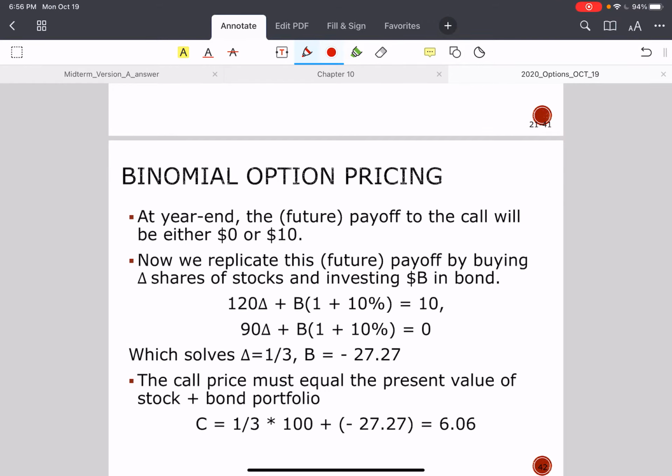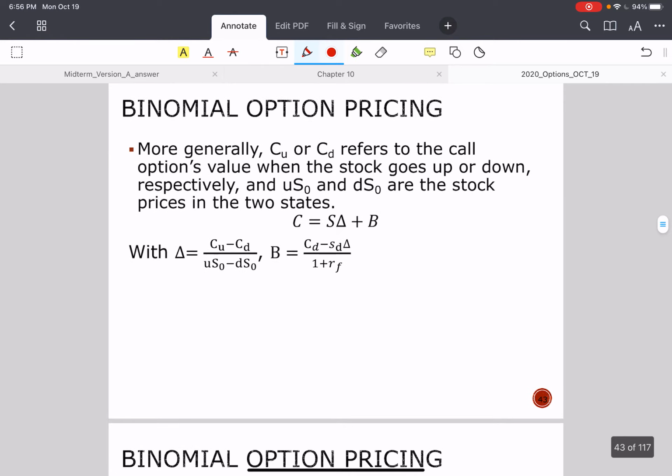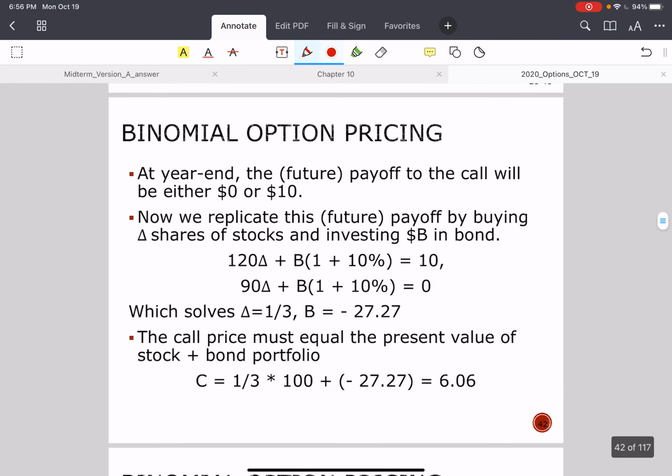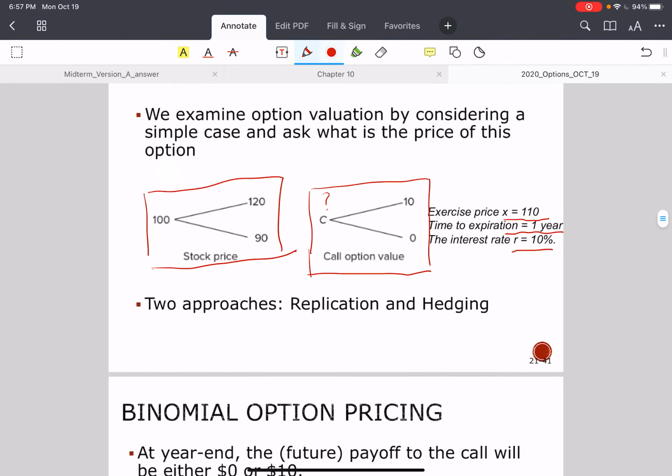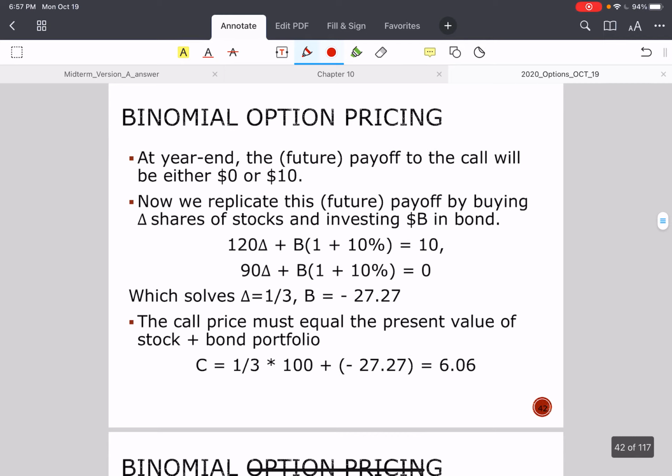In this replication case, what we want is to make sure this replication portfolio's payoffs are the same as the payoffs of this call. Then by the law of one price, if this replication portfolio has the same payoffs as the call, the present value of this call should be the same as the present value of this portfolio. So we could use the price of the stock and our investment in the bond to price this call option.